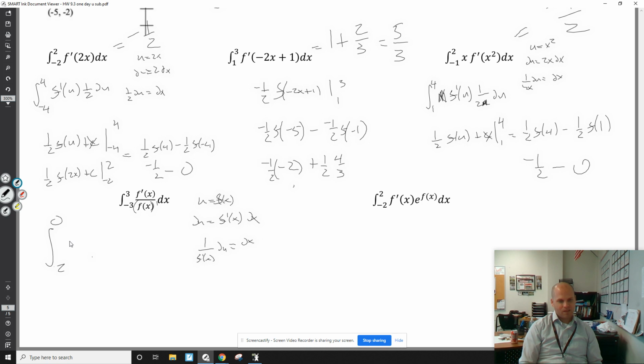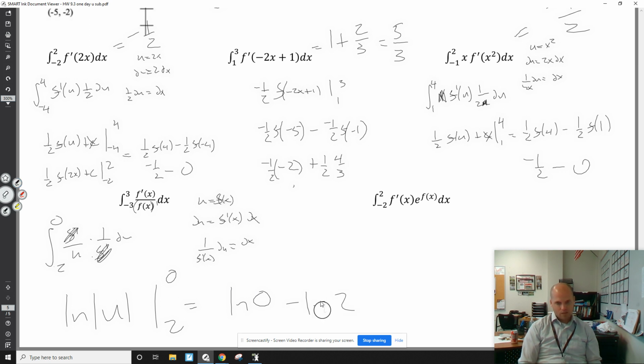I'll show you why. This becomes 1 over u. I guess it's f prime over u, times 1 over f prime du. The f primes cancel. You take the antiderivative, it's log absolute u from 2 to 0. What's wrong, Mr. Messer? You said this doesn't work. You're not allowed to take the natural log of 0. That can't be done.